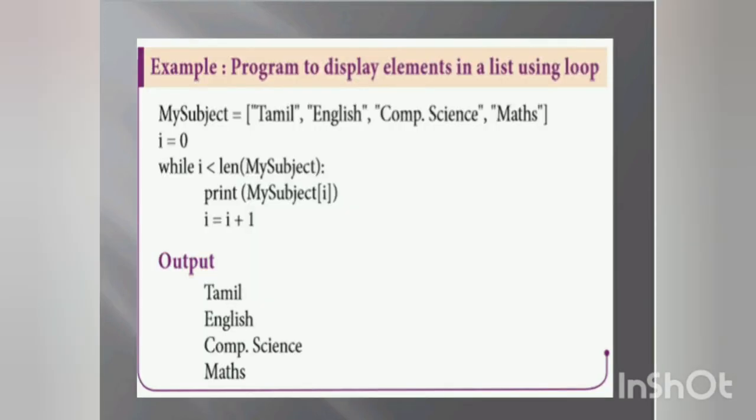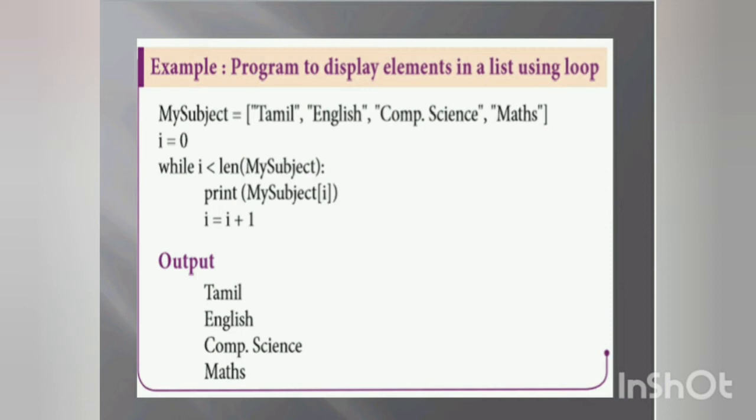Clear? Now we'll see one program to display elements in a list using a loop. Here mysubject is a list variable equal to Tamil, English, Computer Science, Maths. These are the 4 elements assigned to the mysubject variable. Now i is assigned the value 0, so i is equal to 0. Here they are using a while loop: while i is lesser than, they didn't mention any number here. Instead of mentioning the number, they use the len function. So i is lesser than len of mysubject. It will first evaluate the length of mysubject, and then based on that value, the print statement will execute.